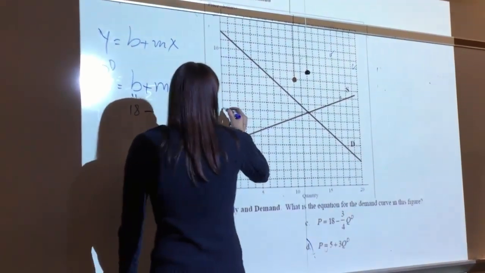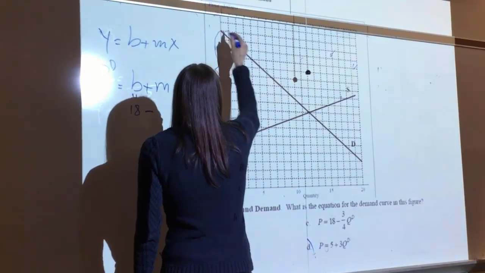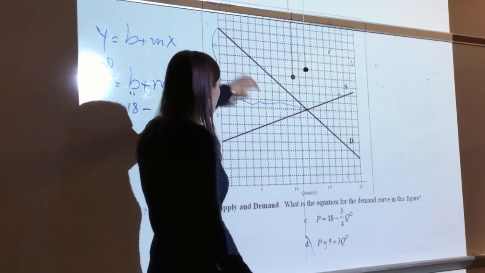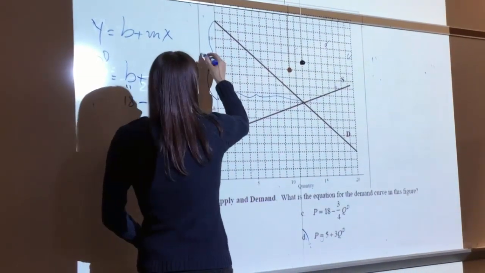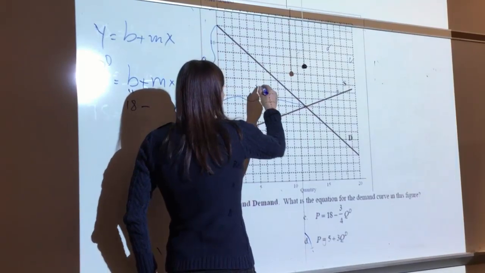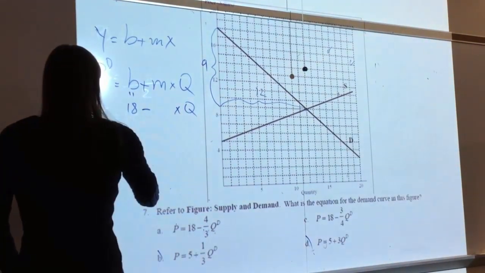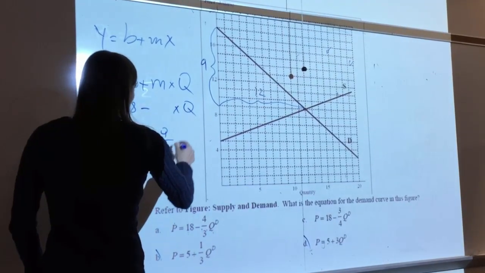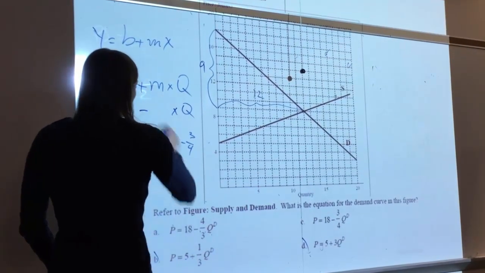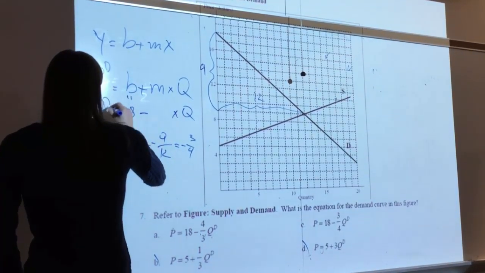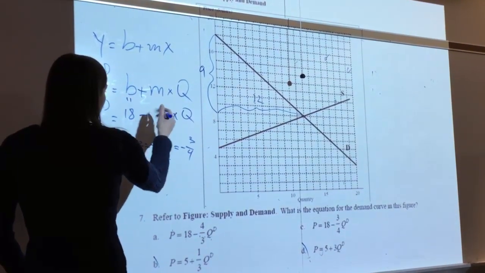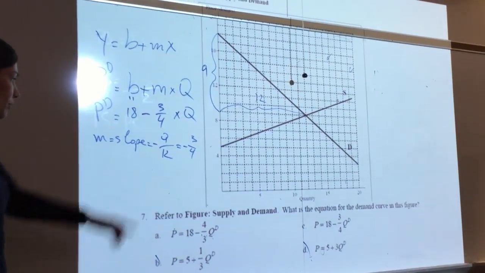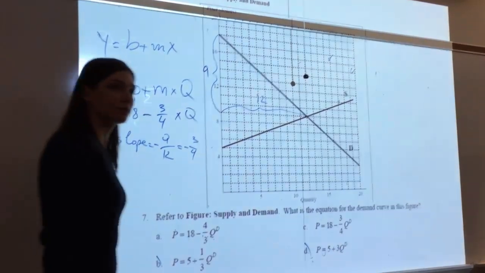Let's take this part, let's say, and this part. Okay, so this is my rise, this is my run, this is 9, and this is 12. So m, or my slope, is negative 9 over 12, or negative 3 over 4. So my demand curve became 18, the intercept, minus 3 over 4 times Q, and that will be C. Okay?